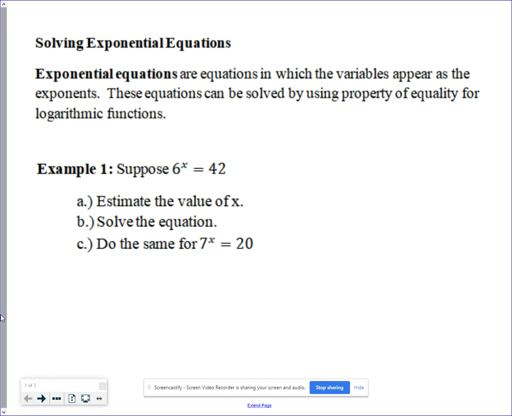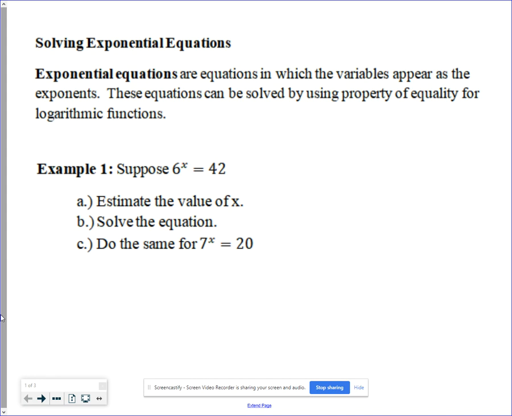Okay, so if you look at example 1 here, it says suppose 6 to the x power is equal to 42. If we try to do it the old way, or rewrite both sides as powers of the same base, you're not going to be able to do that. You can't rewrite 6 and 42 so they have to be a power of the same base. But it wants us to just estimate what the value of x would be. So let's think about some powers of 6.